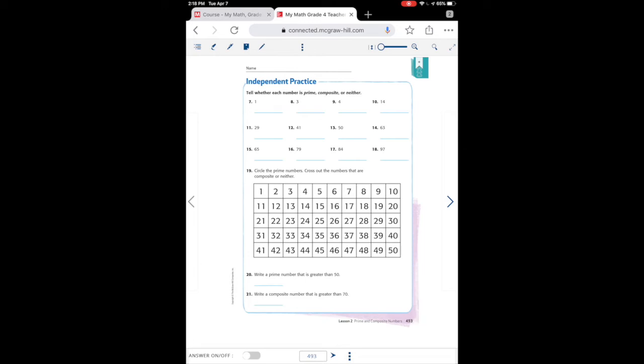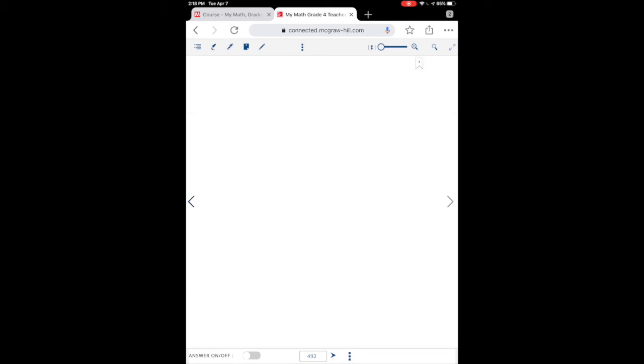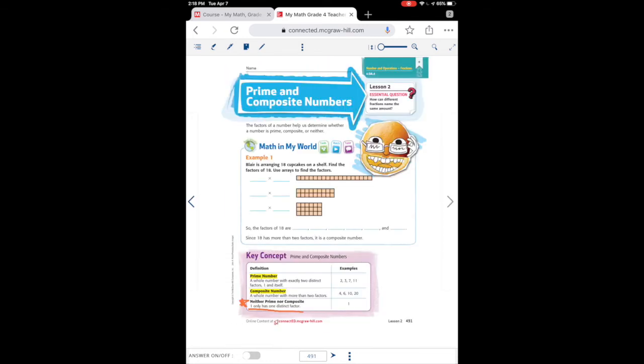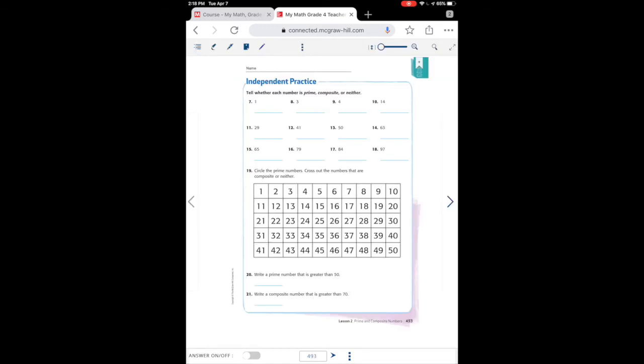Number 7, we need to tell whether each number is prime, composite, or neither. Well, if you think about the chart we saw, let's go back to it. The only number that is neither is down here at the bottom. I'll use green. It says the only number that has one distinct factor, so it's not prime or composite, is the number 1. So let's jump back to our independent practice. What is the only number that is not prime, composite, or neither? 1. So number 7, I'm going to write P, C, or N. I'm not going to write the whole word out because I'm using this fancy board. So I'm just going to put N.